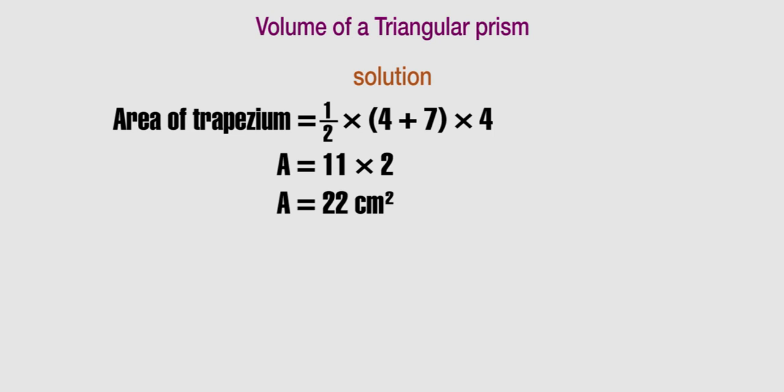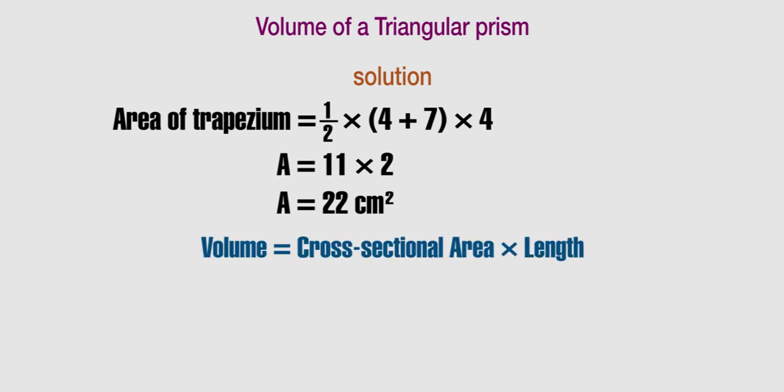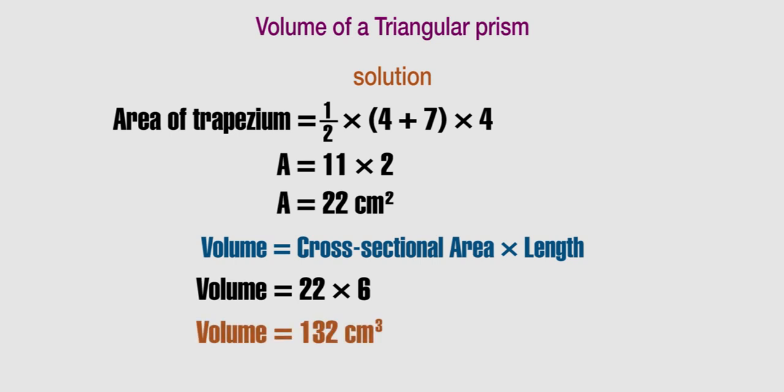So we can now calculate the volume of the prism, which is the cross-sectional area multiplied by the length. So if you substitute, we have volume equals 22 times 6. Therefore, the volume of the prism is 132 centimeters cubed.